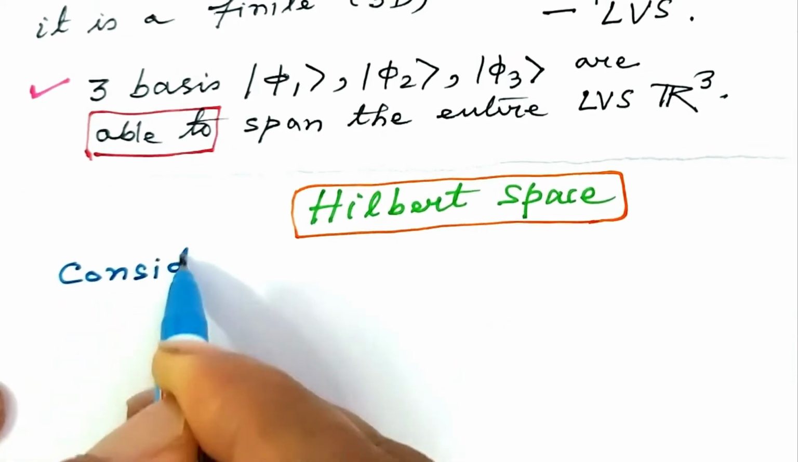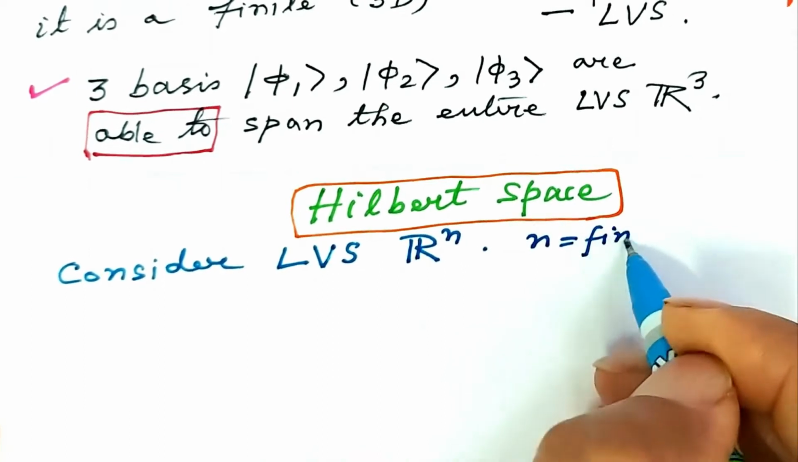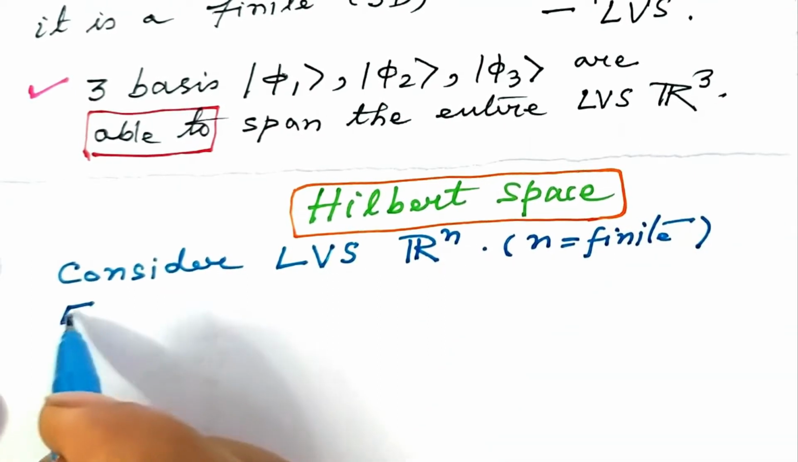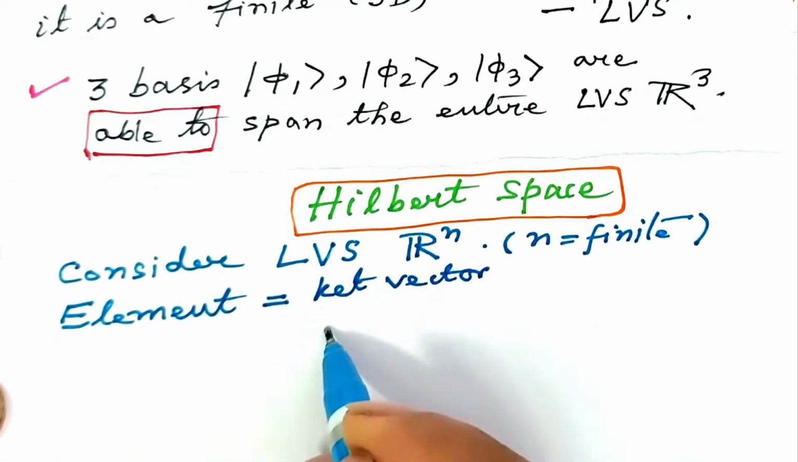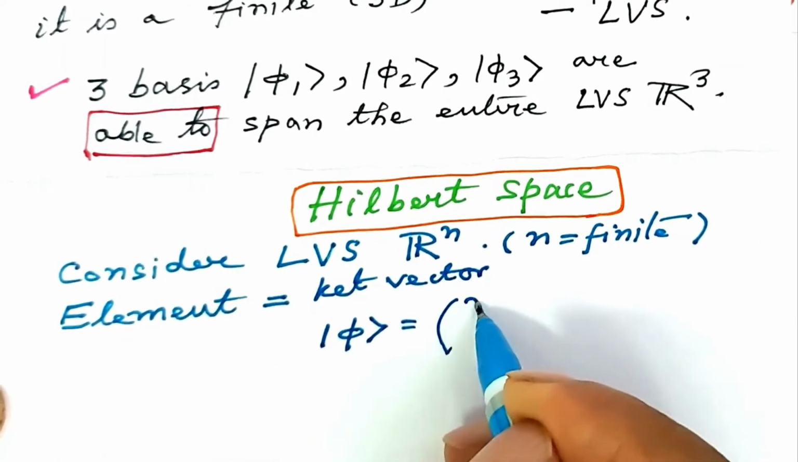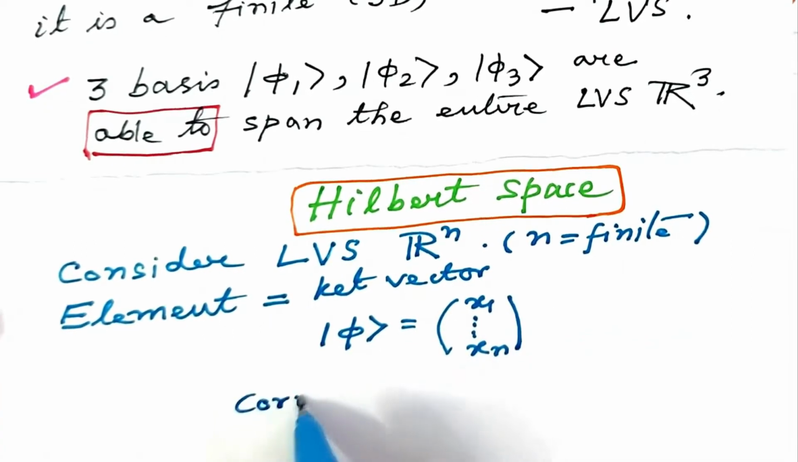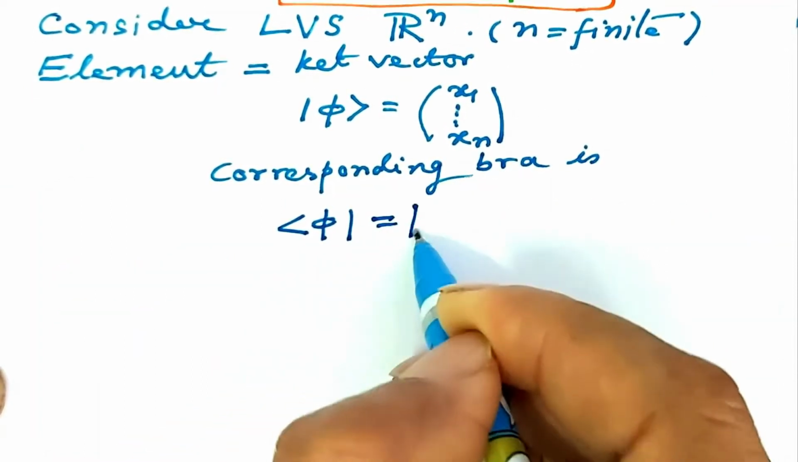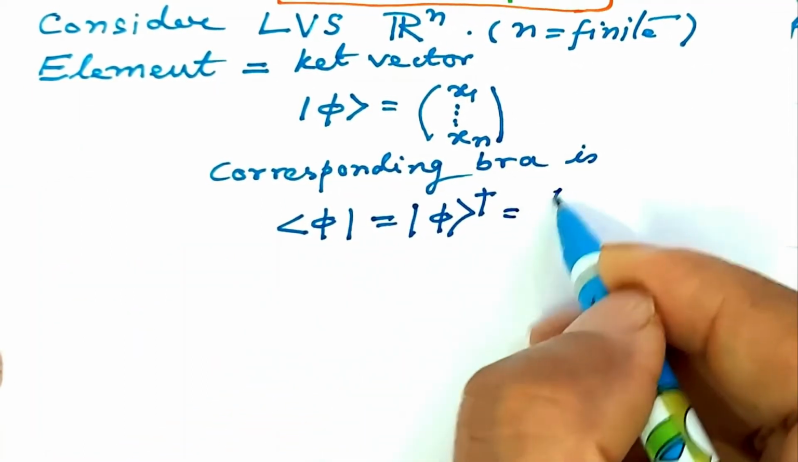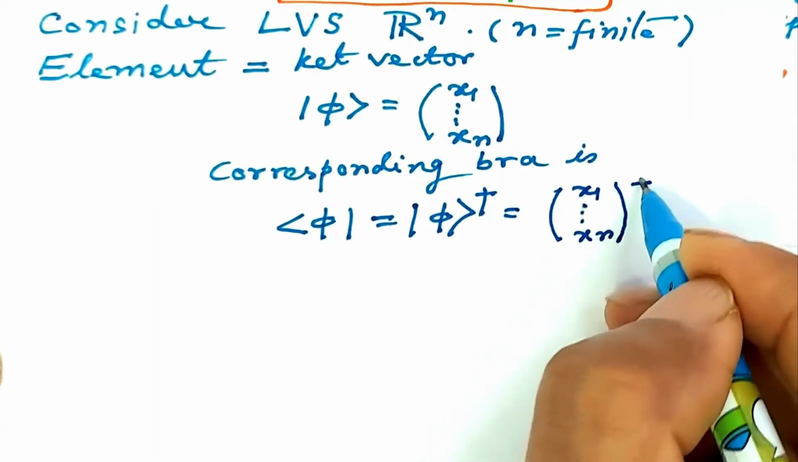Let us consider the linear vector space, the Rn space, where n is a finite number. An element in this linear vector space is a ket vector, ket phi, represented by a column matrix, the column x1 up to xn. The corresponding bra is bra phi, which is ket phi dagger. That is the dagger of the column x1 up to xn.